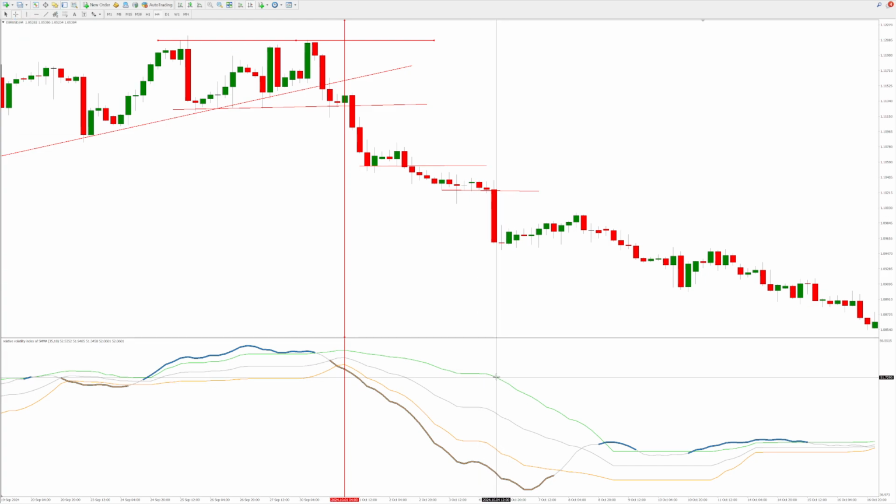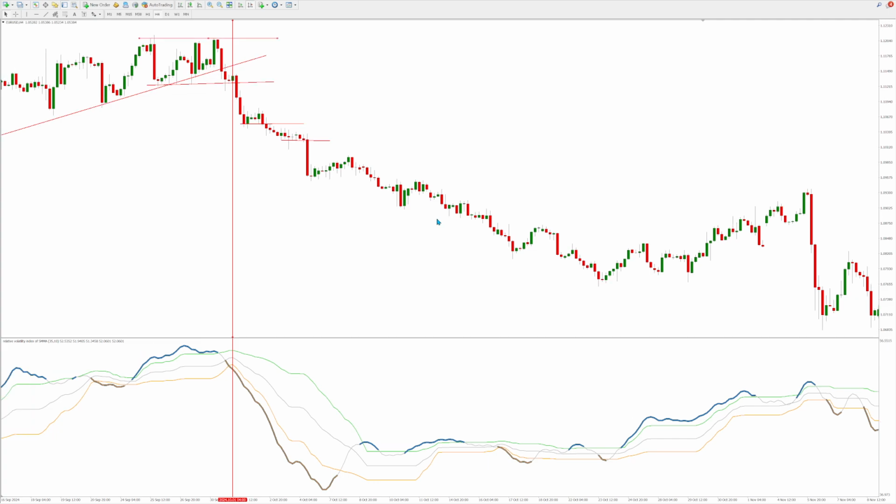However, around here, you can see these lines are quite far apart. You don't want to end up selling too low. Ideally, we want to get in as early as possible, up around here somewhere. And simple as that, really.